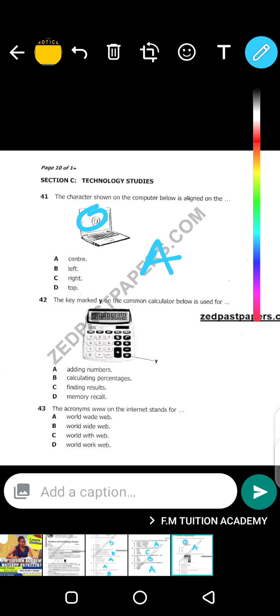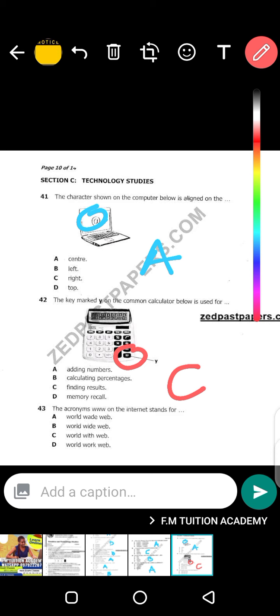Okay. And then 42 says, the key mark Y on the calculator below is used for what? This one. It's an equal sign. You can see it here, the equal sign there. What is it used for? To find the results. You see? Adding numbers, no. It's not for adding. Calculating percentages, no. Finding results. The answer is C. Equal sign is used to find answers. When you press equal sign, the answer will be found. So the answer is C here.